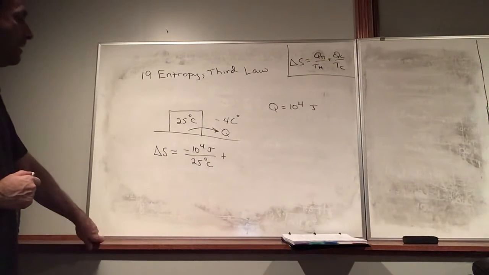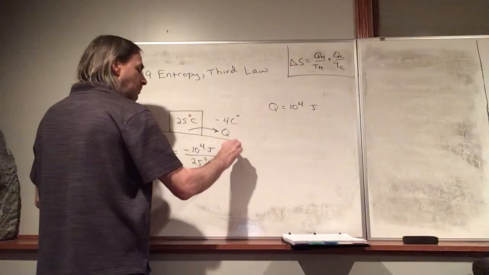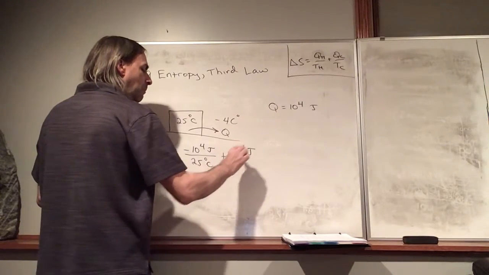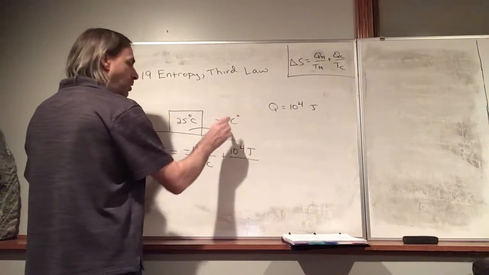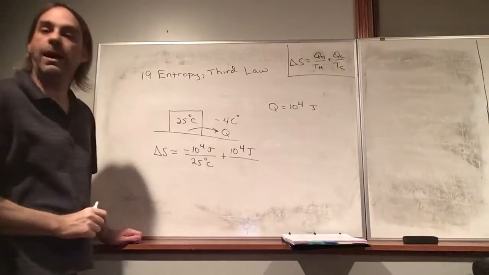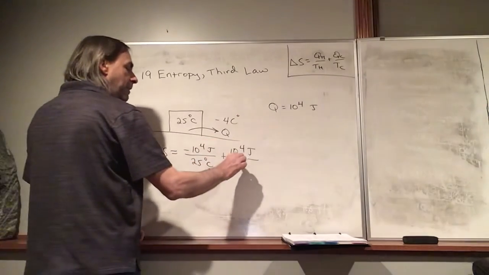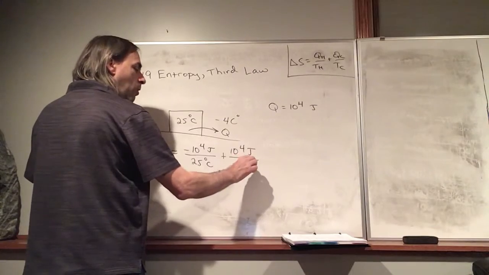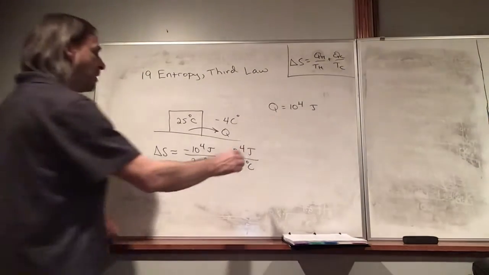And then we're going to add 10,000 joules divided by the temperature outside. Again, the heat is entering the outside, so QC is positive, and that's at a temperature of -4 degrees Celsius. And so both these terms are negative.